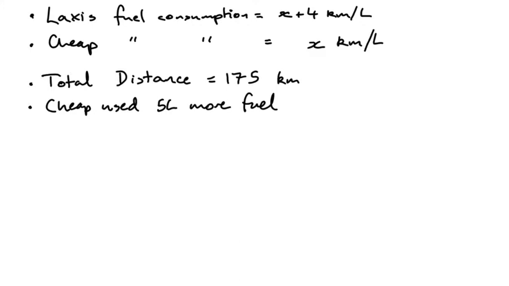I've just put the details there of what we've been doing. We've got the Laxus fuel consumption. I decided to call that X plus 4 because the cheap is the one that we're after, and so if I call that X, I'll know when I get whatever X equals, I've got the consumption of the cheap, which is what they're after. The only other bits of information we know: total distance travelled 175 kilometres, and the cheap used 5 litres more of fuel.